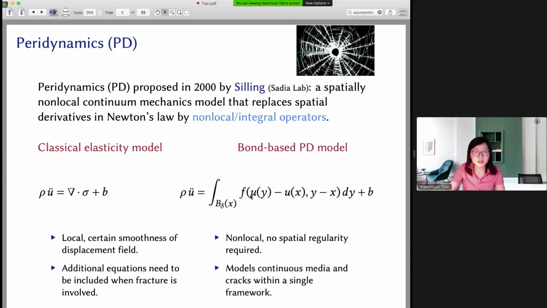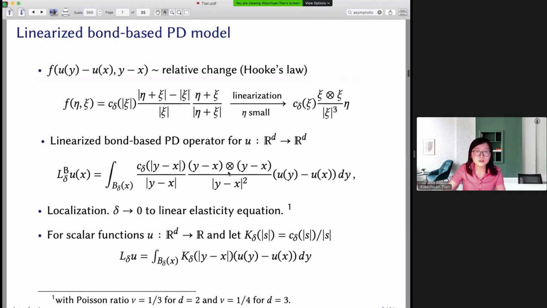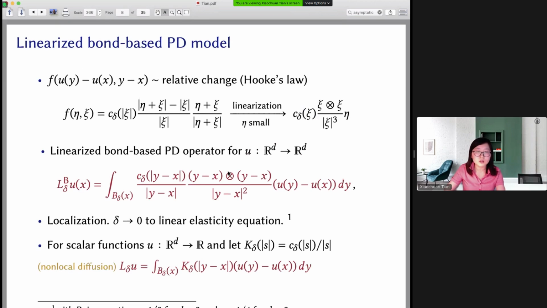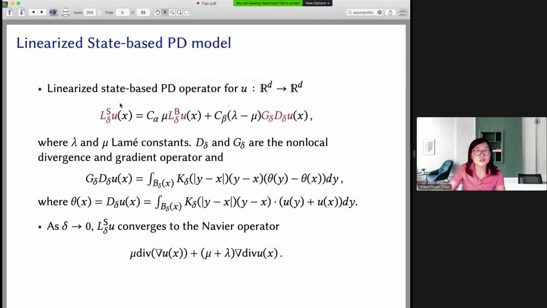So first, the peridynamics model, I believe I don't need to introduce this anymore. We've already seen a lot of introduction today, so I'm going to skip those slides to save you some time. But I do want to mention that I'm only going to look at the linear models. For example, this linearized bond-based operator acting on a vector field U. If U is a scalar function, that is what we call the non-local diffusion operator. And as delta goes to 0, as we know, this bond-based peridynamics model converges to the linear elasticity equation with a certain Poisson ratio. That's why we also have this state-based model, and this is one way of writing the linearized state-based operator.